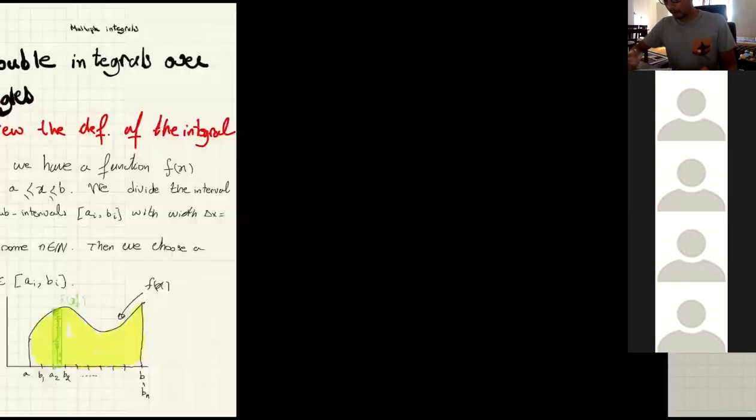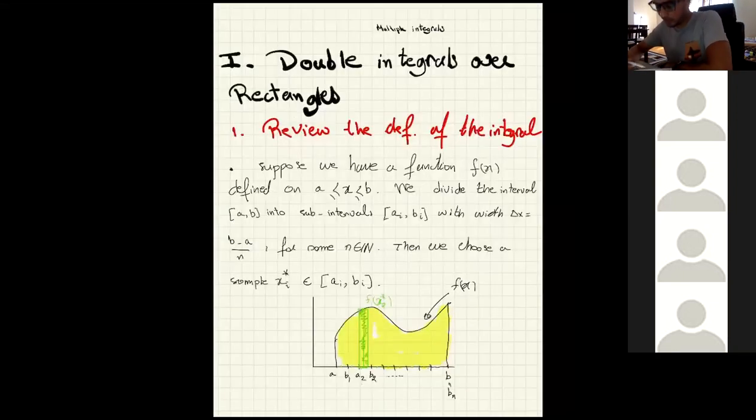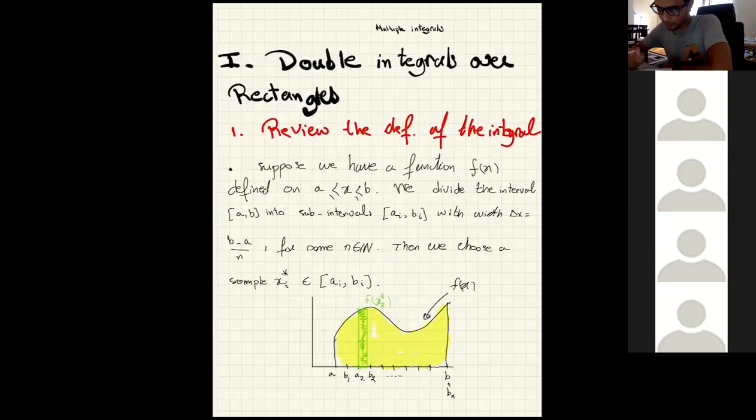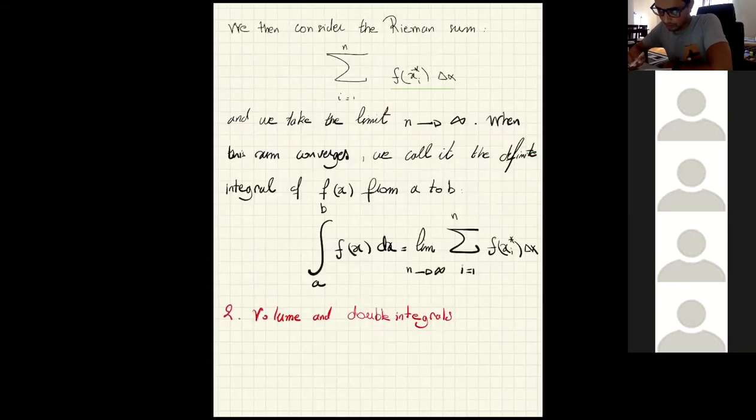Why? Because remember, in the one-dimensional case, we only have one interval, and we integrate over one interval. In the two-dimensional case, you will have much more shapes than intervals. So we'll start with intervals in 2 dimensions. What are intervals in 2 dimensions? These are rectangles.